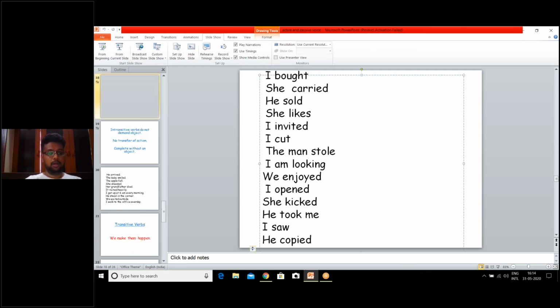I bought a car. She carried the flowers. Object is important over here. He sold the books. He sold what? What did he sell? He sold the books. She likes bananas. I invited him.